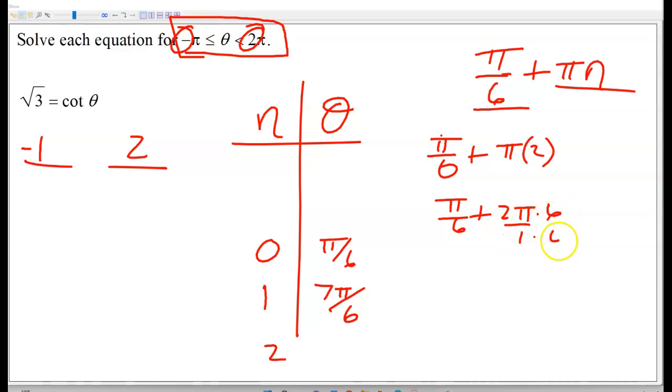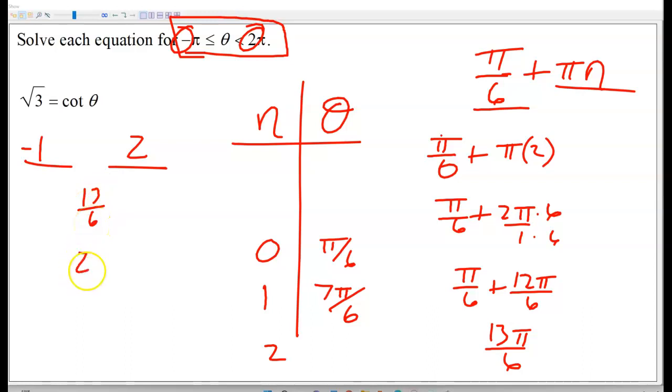Get that common denominator so we can actually add those together. So 13 over 6. Is 13 over 6 between negative 1 and 2? 6 goes in there 2 times with 1/6 left over. So is 2 and 1/6 between negative 1 and 2? And the answer is no. So we won't include that one.